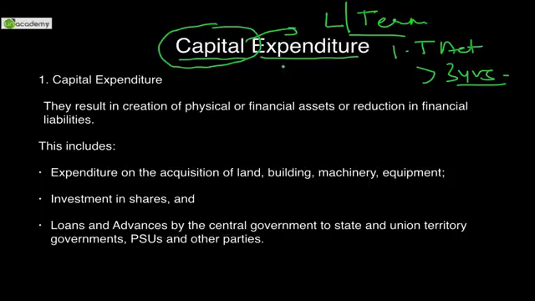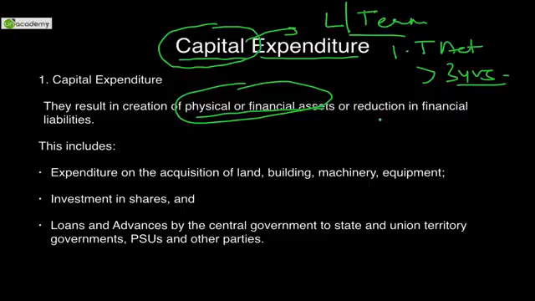So expenditure done on acquisition of land. If I have to build a post office, if I have to build a lab, if I have to build, say, mission on Mars satellite. So all these expenditures are considered to be capital expenditures because they are long-term assets. They would result in creation of physical or financial assets in case of government. So for the government, whatever is resulting in creation of physical assets is considered to be a capital expenditure.